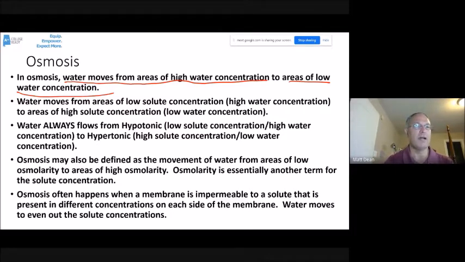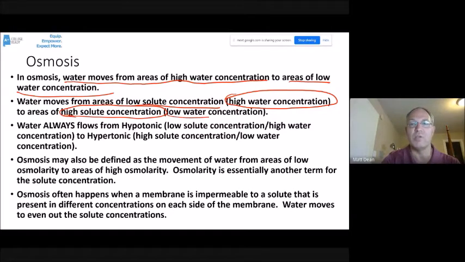Oftentimes, though, when we talk about osmosis, we talk about it not so much in terms of the water, but in terms of the things that are dissolved in the water, the solutes. So when we talk about it in terms of solutes, water moves from areas of low solute concentration, which is another way of saying that the solution is mostly water, to areas of high solute concentration, which is saying to areas where the water concentration is low. Note that these two definitions say the same thing. This one just says it in terms of the solutes. This one says it completely in terms of water.